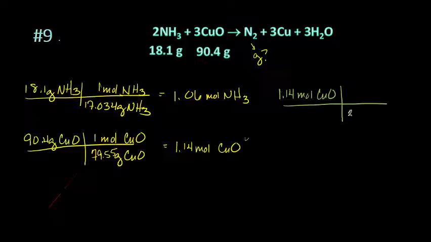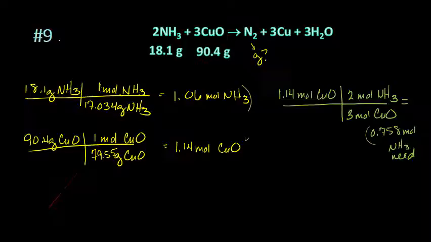Well, the mole ratio says 3 moles of copper 2 oxide for every 2 moles of ammonia. All right, let's see what we get with the calculator. So take that number times 2, divide it by 3, 0.758. 0.758 moles of ammonia, and I like to write the word needed here. That's how much I need to make all that copper 2 oxide go away. Well, obviously, if I'm going to need this much, I have enough. Therefore, this guy becomes the limiting reactant.